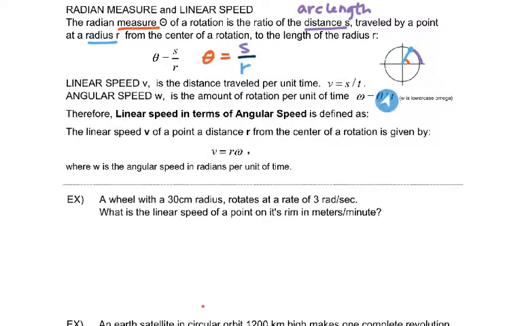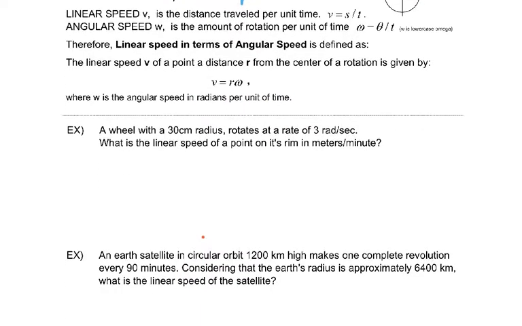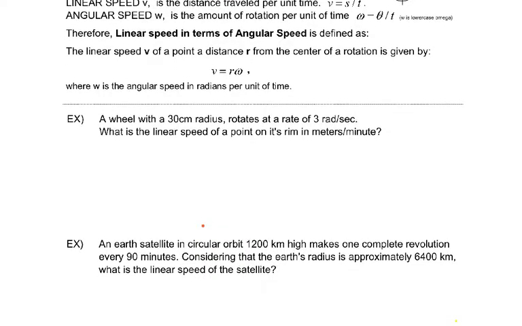So using these formulas, we can derive this formula, and we can say linear speed in terms of angular speed. v being linear speed, omega representing angular speed. The linear speed v of a point at distance r from the center of a rotation is given by v equals r omega, where omega is the angular speed in radians per unit time. So we have two examples, and we'll use a different formula for each of these examples.